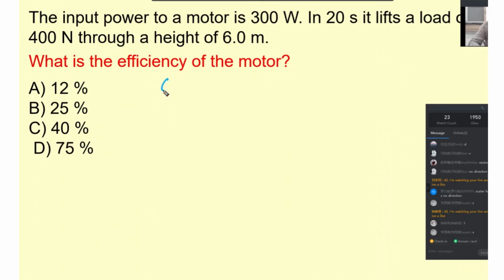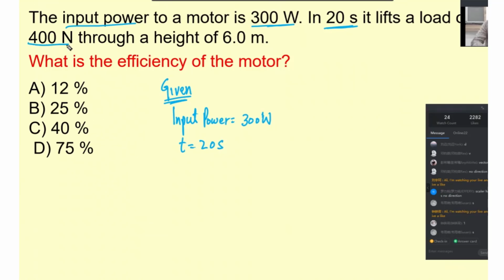Always start writing what is given. First of all, write down what is given. In this case, you can see the input power to a motor is given. This is 300 watts. So input power in this case is equal to 300 watts. The second thing you need to write down is time. Time is given, so we can write T is equal to 20 seconds.